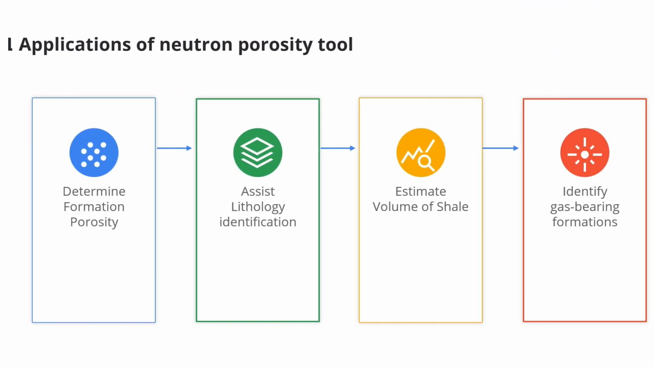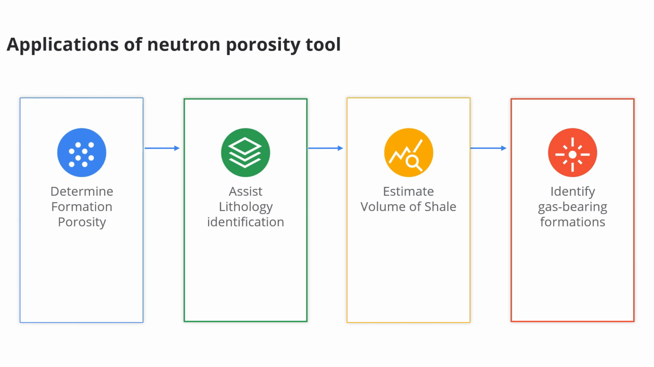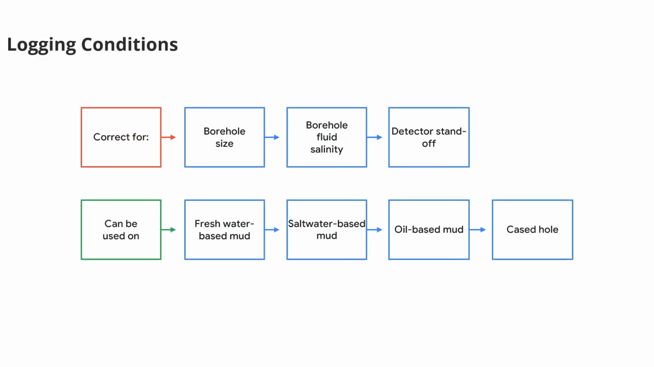Let's begin. The primary objective of a neutron porosity tool is to determine formation porosity and assist in lithology identification. Additionally, they can also aid in the shale volume determination and gas bearing formation identification when combined with density or sonic porosity data.